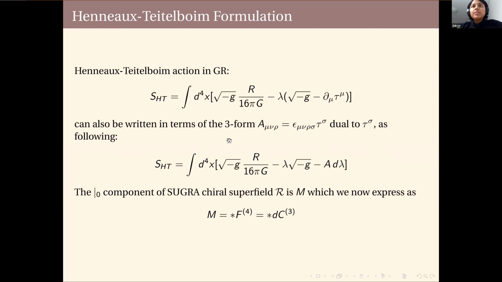Now, the Henneaux-Teitelboim action can be re-expressed like this, where using integration by parts, I transfer the derivative from this field tau to the Lagrange multiplier lambda, and then write it like this, where this field A is a 3-form, and it's a Hodge dual of this field tau^mu that was sitting here.